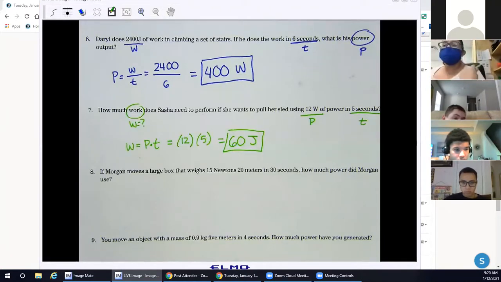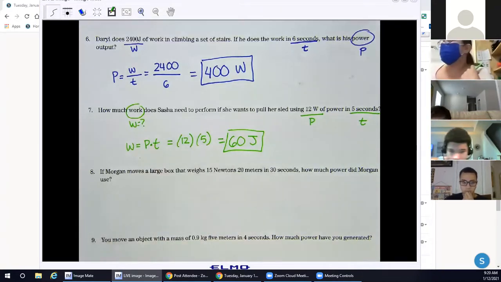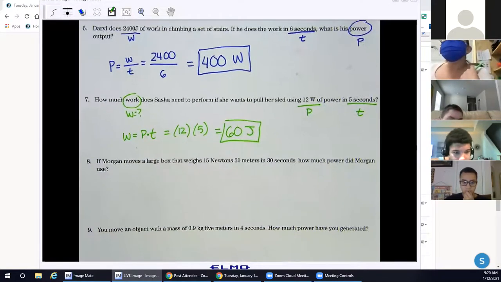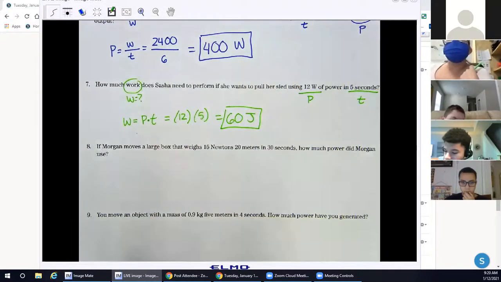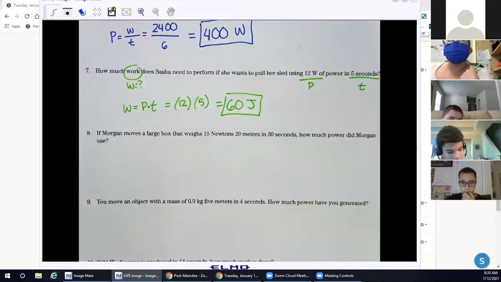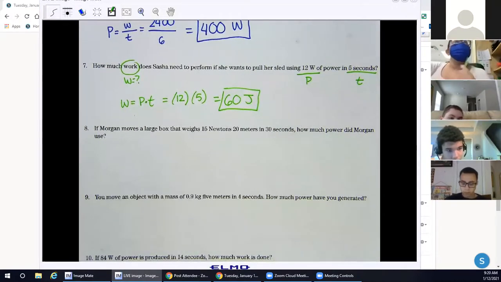So in order to find work, you're doing power multiplied by time. So you just have to multiply those 2. That's probably the easiest way to do the formula. You don't have to divide like when you're solving for power. All right, let's do number 8. Number 8.